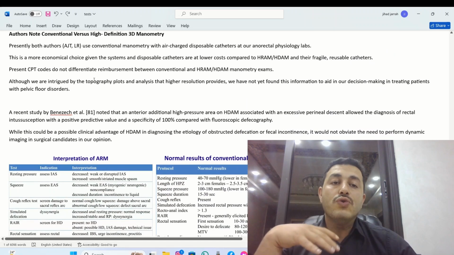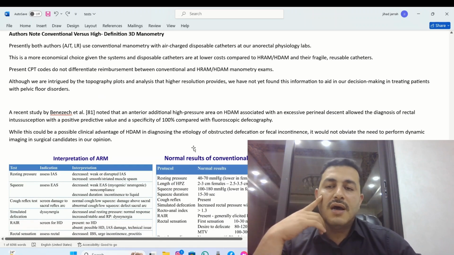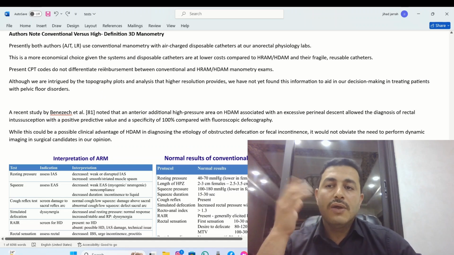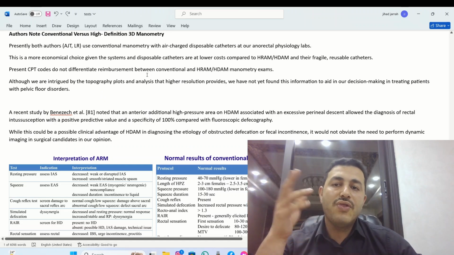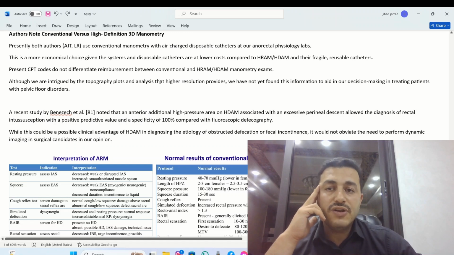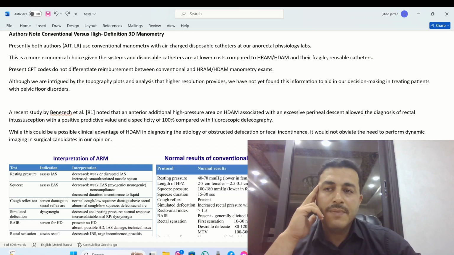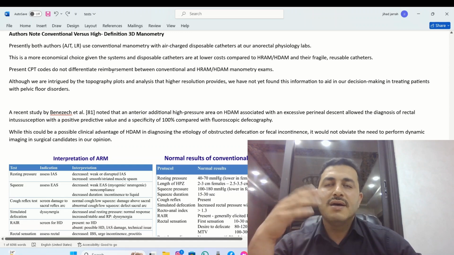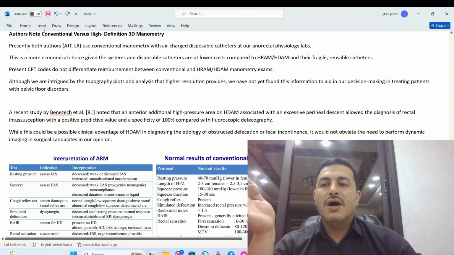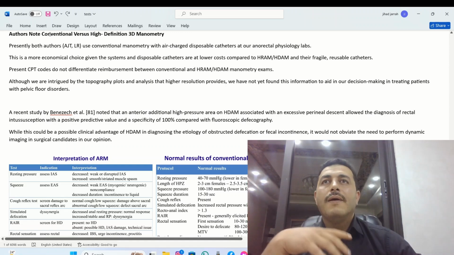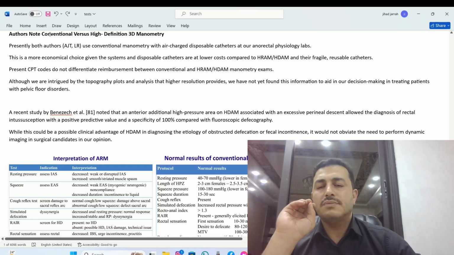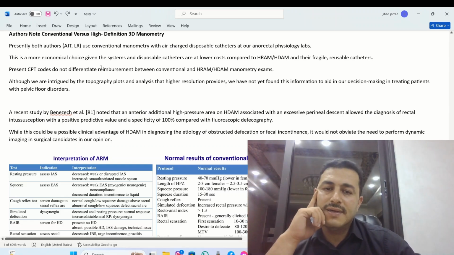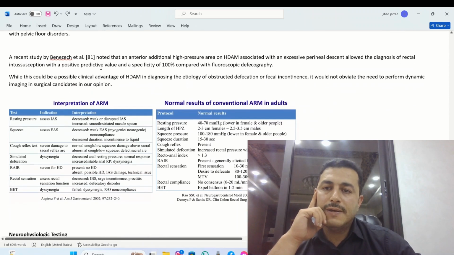Here they just reviewed the authors' note or idea, comparing conventional, high definition and 3D manometry. According to their experience, they advise the air-charged conventional traditional manometry because it is cheaper, easy to use, etc.